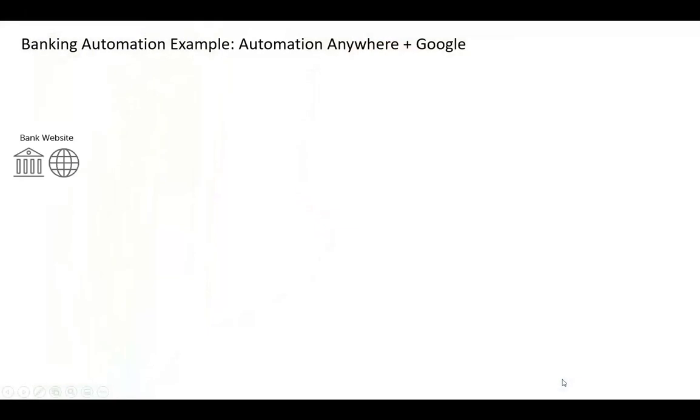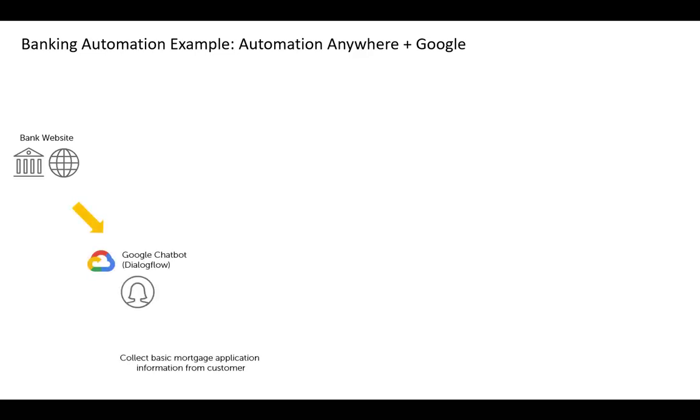The general flow of the solution will be as shown here. A customer will go to our website, which in this scenario is a bank website. The website will have an option to interact with a chatbot. The chatbot understands intent from human speech, so it can work out what our customer wants. The chatbot will collect some information from our user, and via another Google service, Cloud Functions, it will reach out to the Automation Anywhere control room, which is hosted in the cloud.